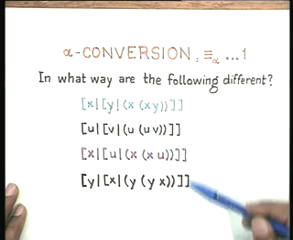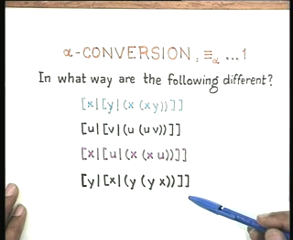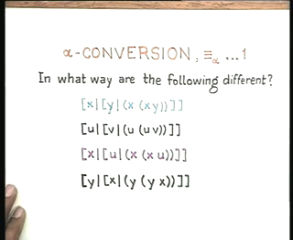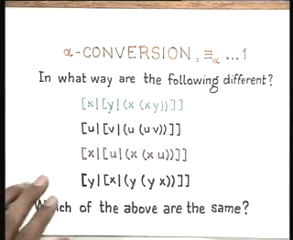Okay. And in what way are they all different? Actually they are not different, right. They are all the same, they are all obtained by what might be called the renaming of bound variables, right.